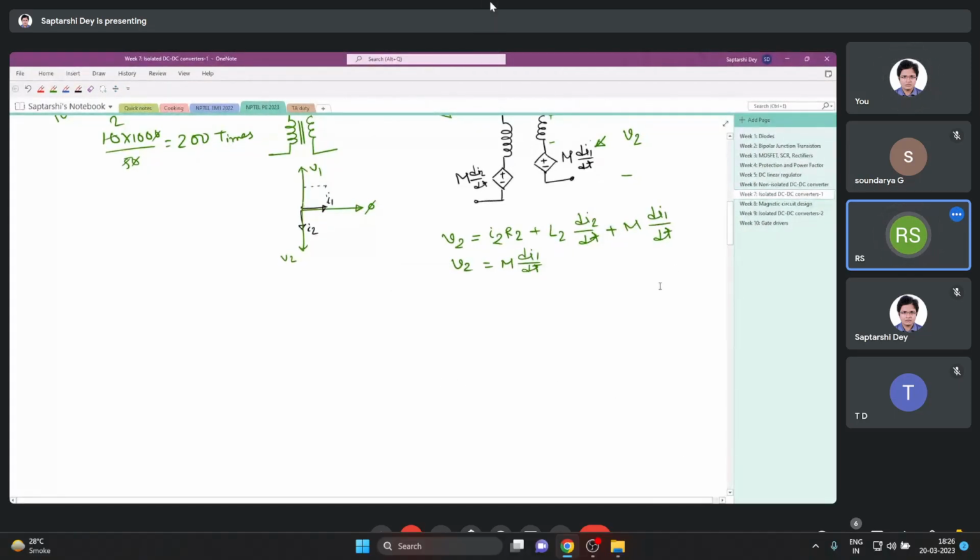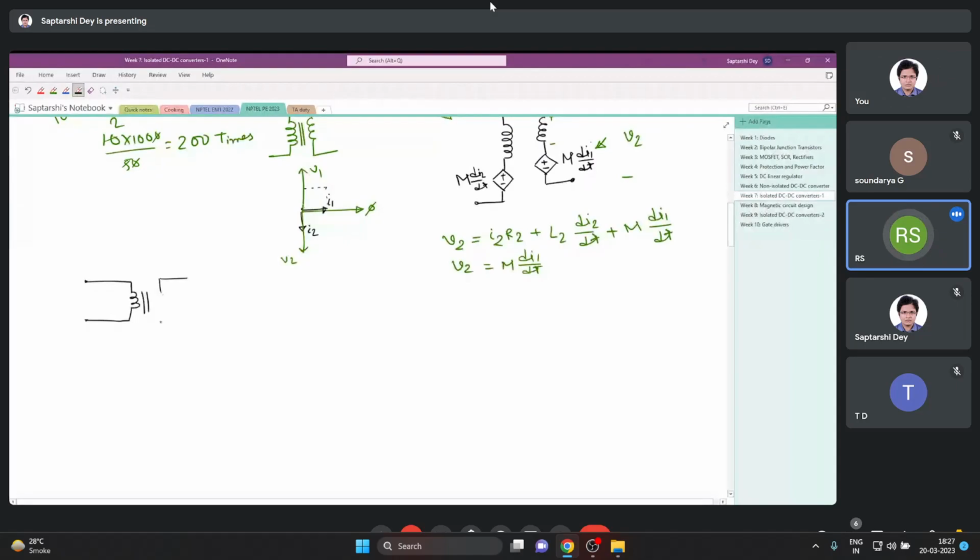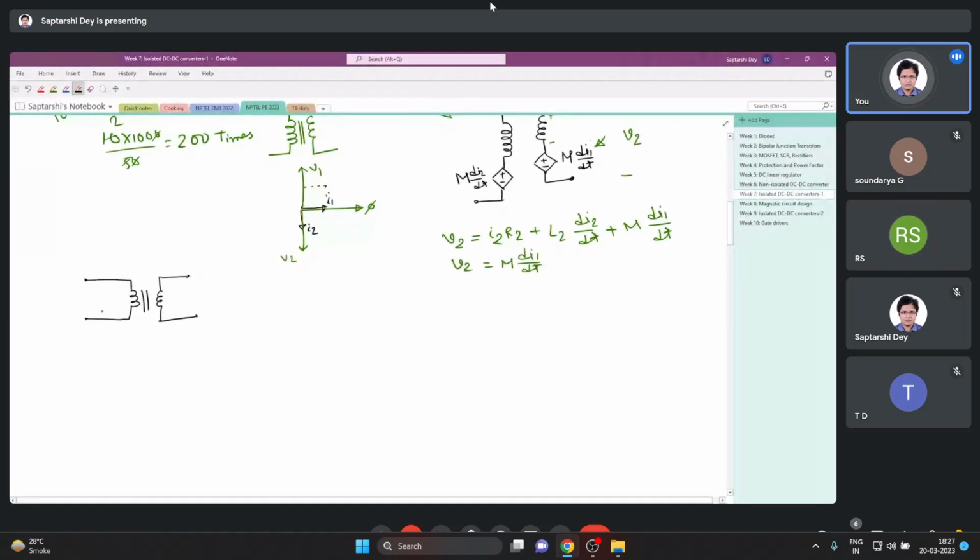With this, when the switch is on, the flux is building up in the primary winding. The thing is, if we had an ideal transformer, what do we mean by an ideal transformer? An ideal transformer does not have any magnetizing inductance. That means the core of the transformer does not require any net flux for the transfer of power.